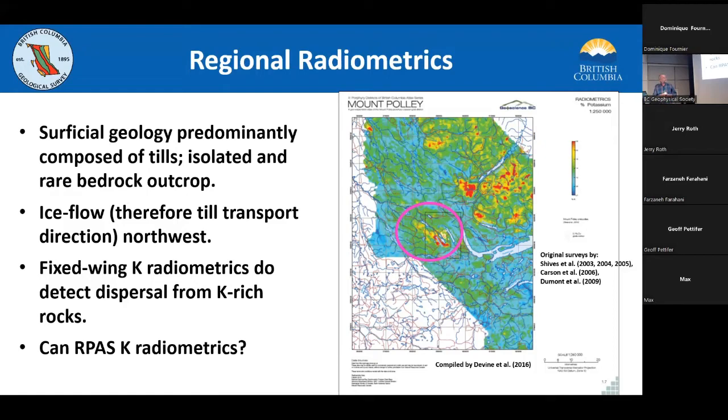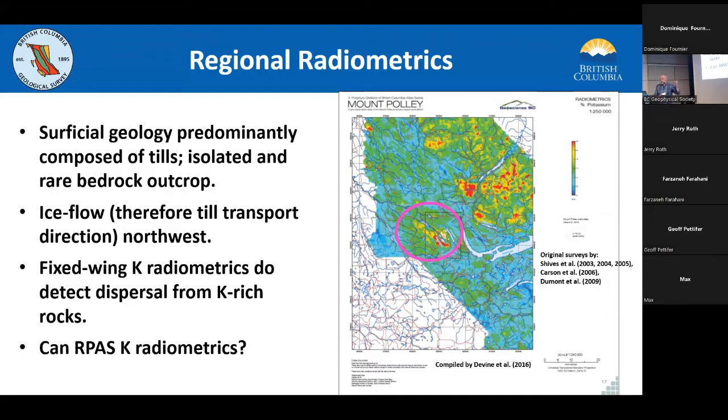There is a bunch of high values here in these gridded data. They drop off very quickly in the down ice direction. Ice flow here is to the northwest. They drop off very quickly to background in the down ice direction, and they gradually decrease in the up ice direction. And so we're actually looking at dispersal at a district scale, really, of potassium.